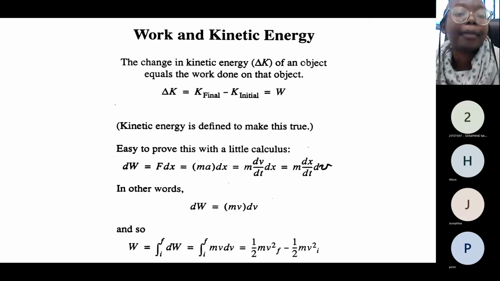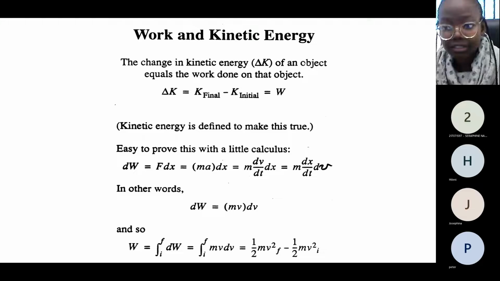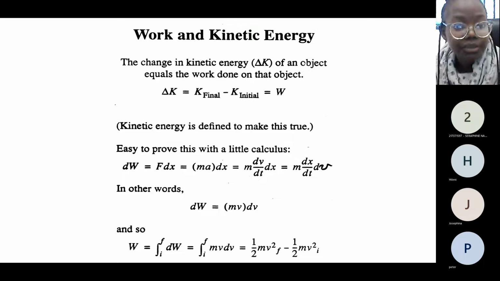Moving on to the derivation of the formula for kinetic energy from work done. The change in kinetic energy is equal to the final kinetic energy minus the initial kinetic energy, and that gives you the work done. Then you differentiate: dW is equal to force times distance, since work done is equal to force times distance. The formula for force is mass times acceleration. So you differentiate that, then you get dW is equal to mv dv, and then you integrate to get the formula for kinetic energy.